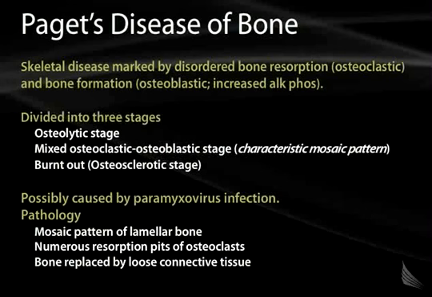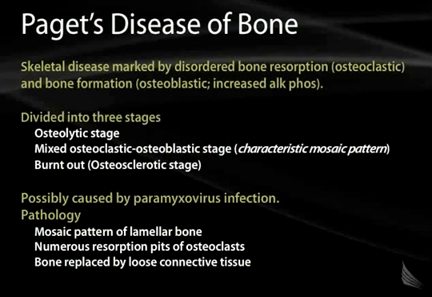This is a skeletal disorder that's marked by disordered bone resorption and bone formation, where you have essentially osteoblasts and osteoclasts acting no longer in sync, but literally against each other, with constant creation and destruction of new bone. Paget's disease is divided essentially into three stages: an osteolytic stage, a mixed osteoclastic osteoblastic stage, which creates the characteristic mosaic pattern of the bone that most people associate with this disease, and then a burnt out, or what we term osteosclerotic stage.